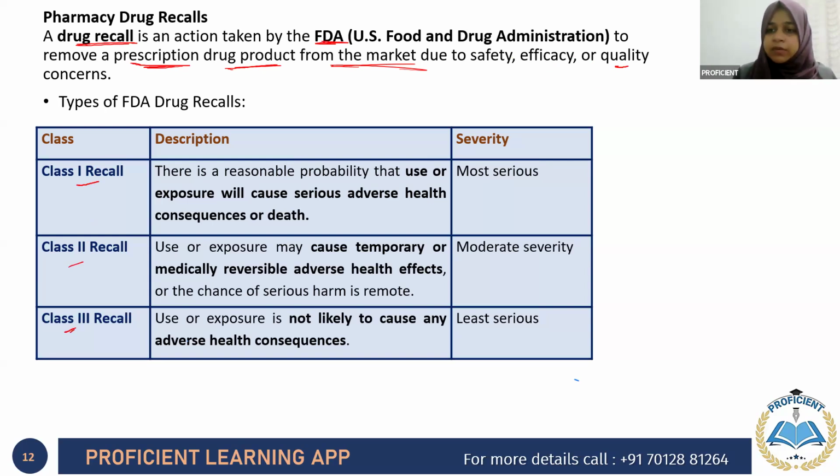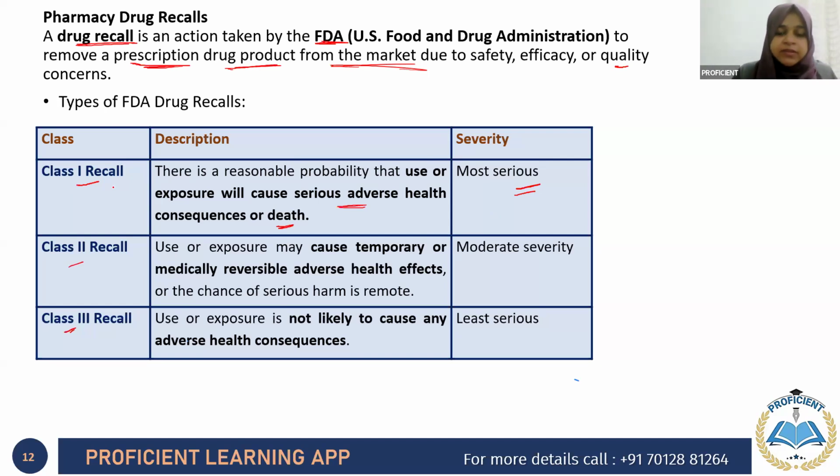The most serious and dangerous type of recall is the class 1 recall. Here there is reason to believe that exposure to the drug can cause serious adverse health consequences, with potential to cause death if the recall is not done promptly. So that is a class 1 recall. Most serious type. If the drug reaches the patient, they may die. That serious it is.